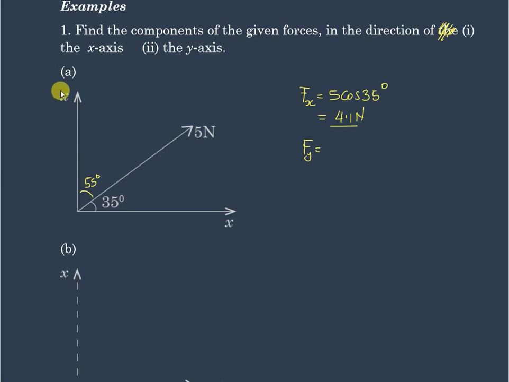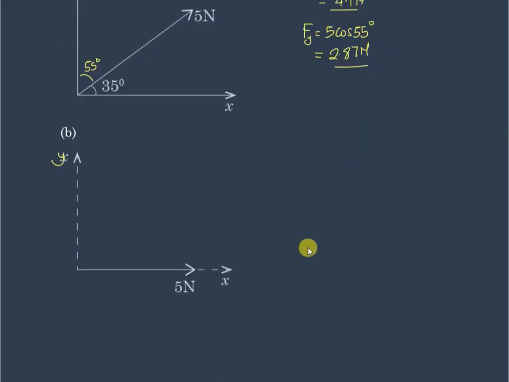This one is supposed to be a y. Take note of it. The file I got you has x there, so that one is supposed to be y. Another y is here. So we have that Fy is got by getting 5 times the cosine of the angle between the force and the desired direction. And when you work out this one, you are going to get 2.87 newtons. That is what we have there.